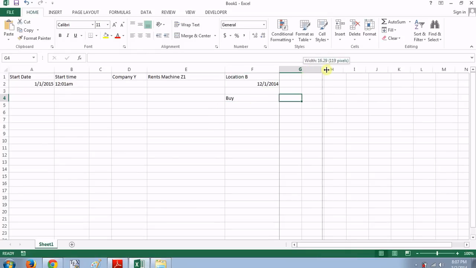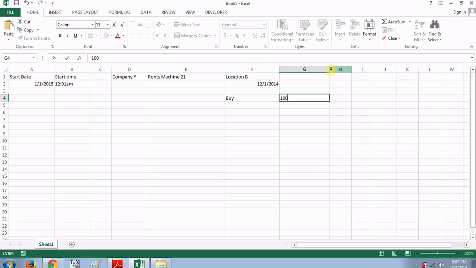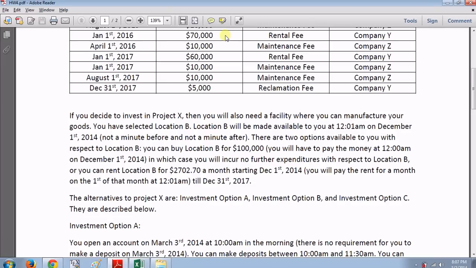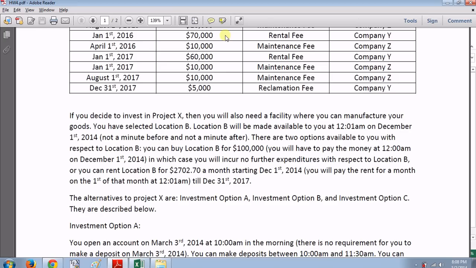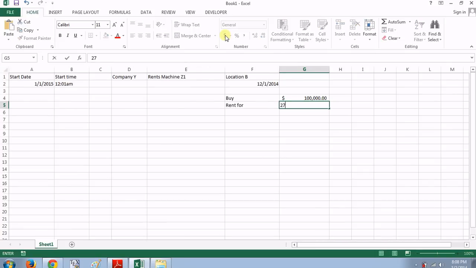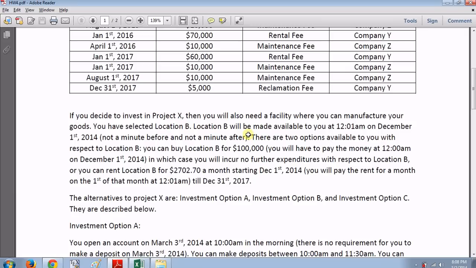Buy location B, 1, 2, 1, 2, 3. And let me just make that dollars. Or you can rent location B for 2702 point, how much ever that is. 70? Okay, there's a reason why it's 2702.70, and I will show you that in a moment. Maybe a few more moments.